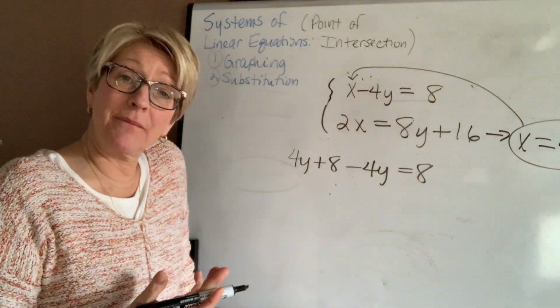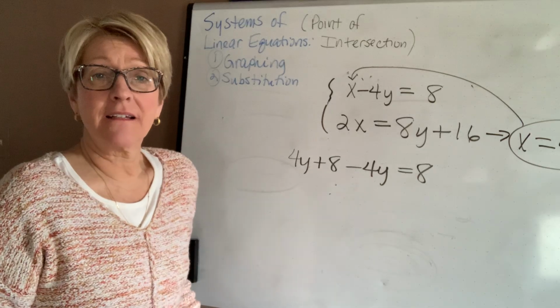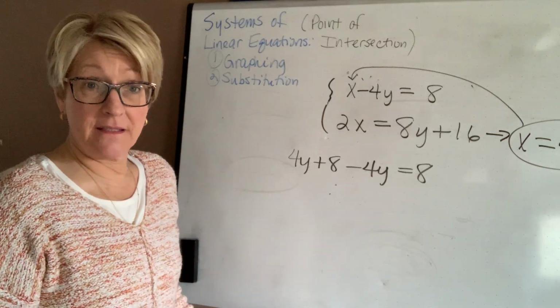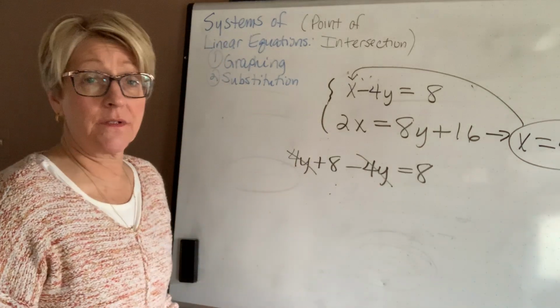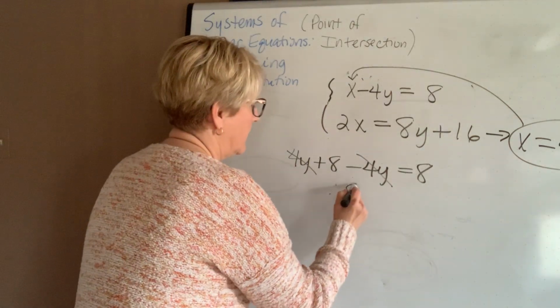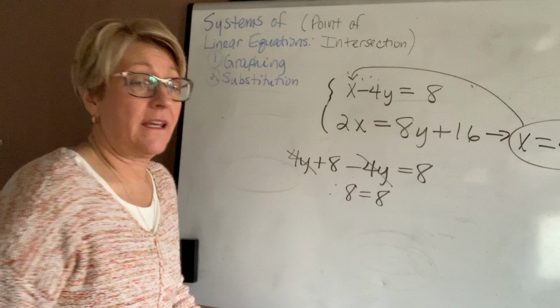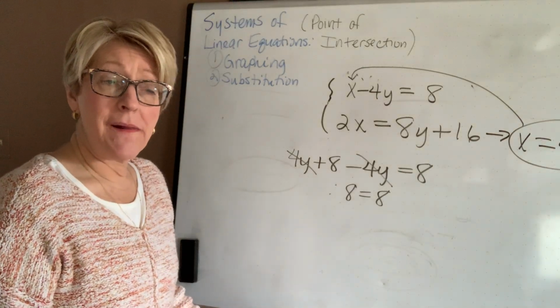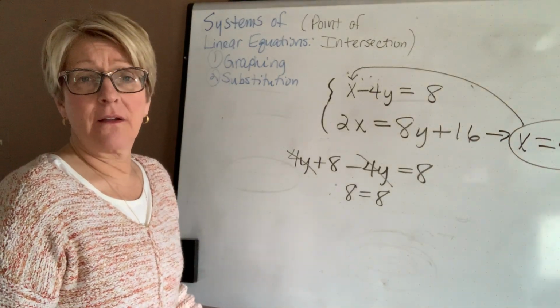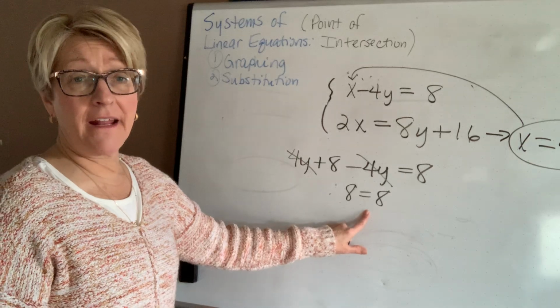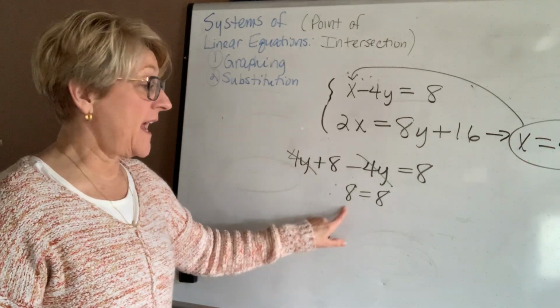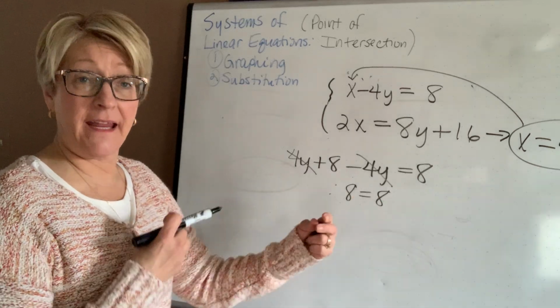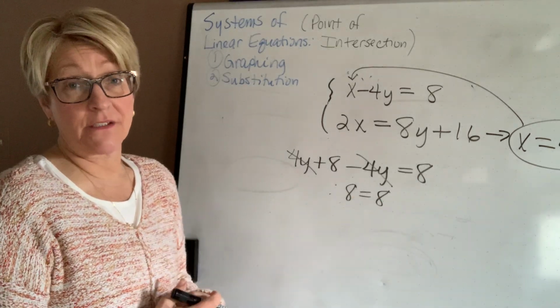And I hope you notice something. What happens in this system? The 4y's zero out, and I am left with 8 equals 8. What did that mean when we arrive at a true statement like this? There's no variable left. This doesn't say x equals 8 or y equals 8. It says, hey, 8 is the same as 8. We know that that is true.